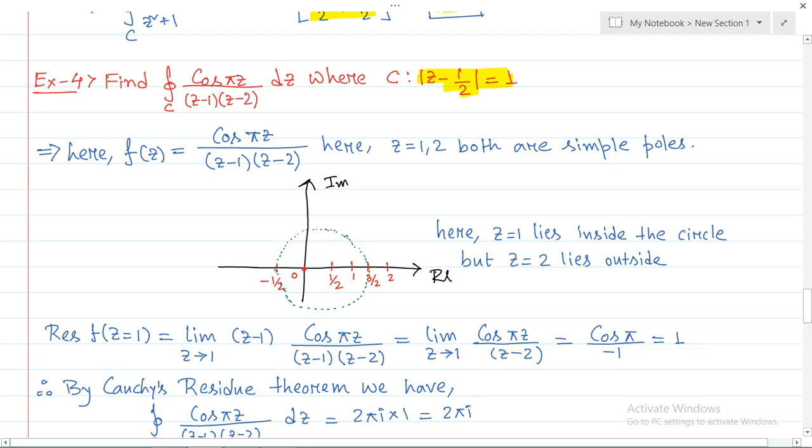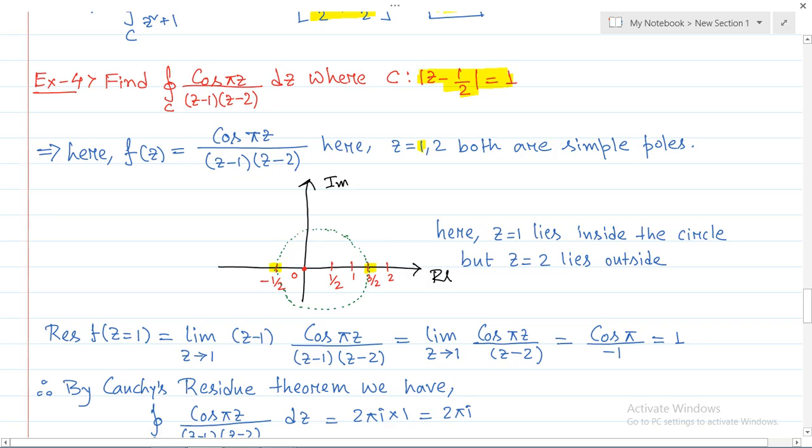Here if we focus on the circle, which is centered at the point 1 by 2 and has radius 1, it will go up to 3 by 2 and down to minus 1 by 2 on this point. But in this region, only one singularity will lie, that is z equal to 1, and z equal to 2 lies outside the circle. Therefore there is no need to calculate the residue at z equal to 2.